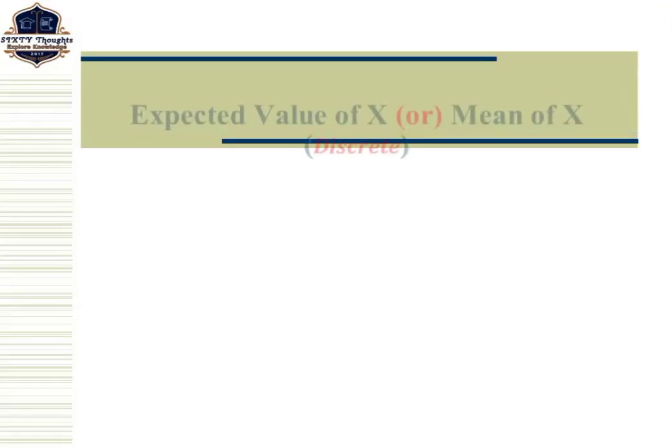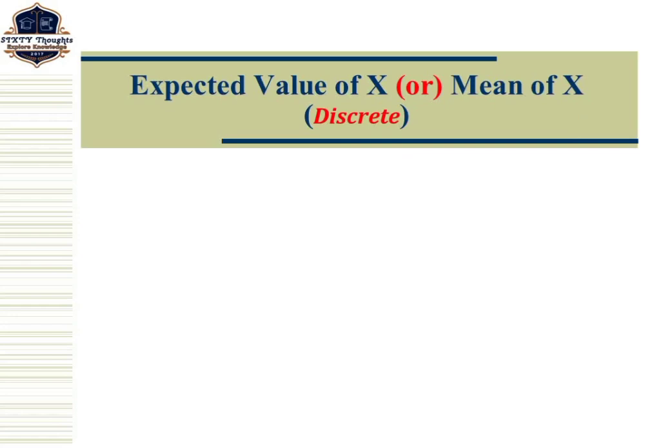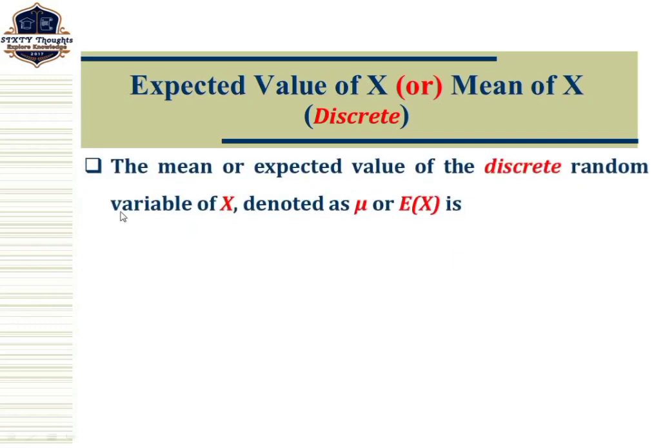In this video lecture, we discuss what is meant by the mean of x, otherwise called the expected value of x. We discuss the expected value of x for a discrete random variable. So let us see the definition. The mean or expected value of the discrete random variable capital X is denoted as mu or E of x, which means the expected value of x is defined by mu equal to expected value of capital X, that is equal to the summation over x into p of x.